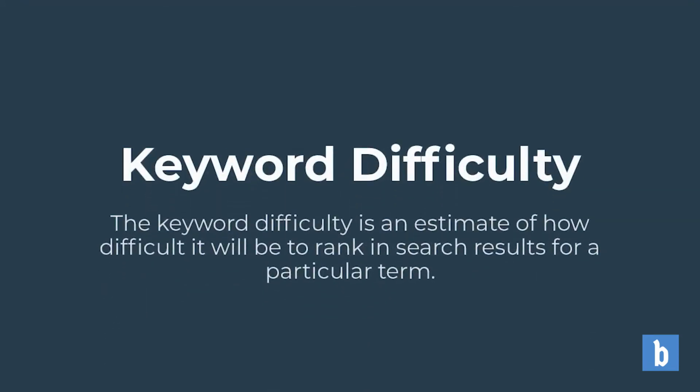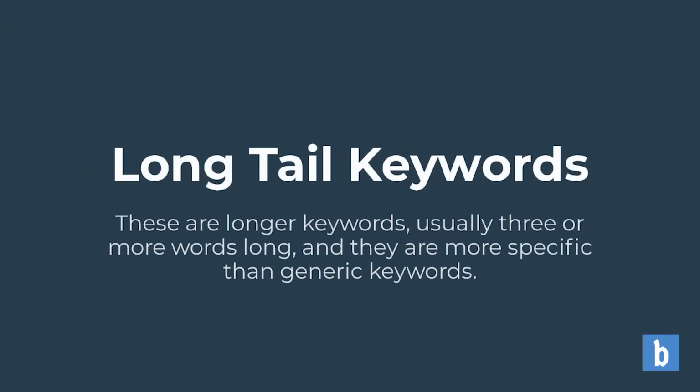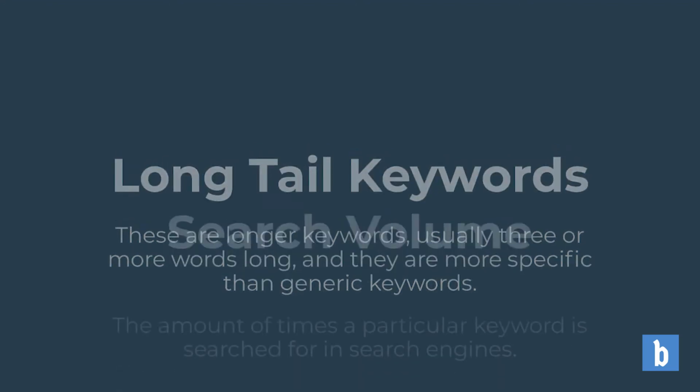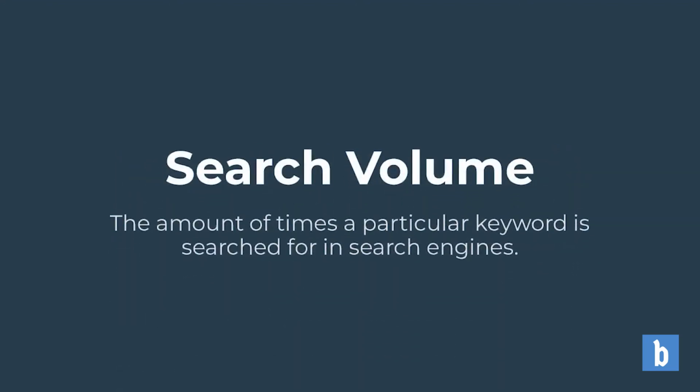Keyword difficulty. The keyword difficulty is an estimate of how difficult it will be to rank in search results for a particular term or keyword. Long tail keywords. These are longer keywords, usually 3 or more words long, and they are more specific than generic keywords. Search volume. This is the amount of times a particular keyword is searched for in search engines.